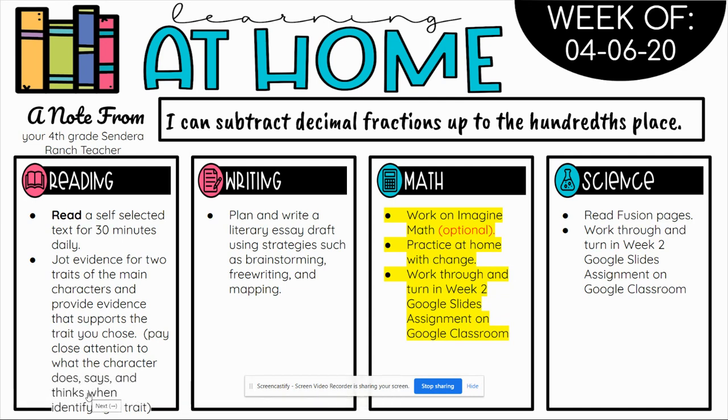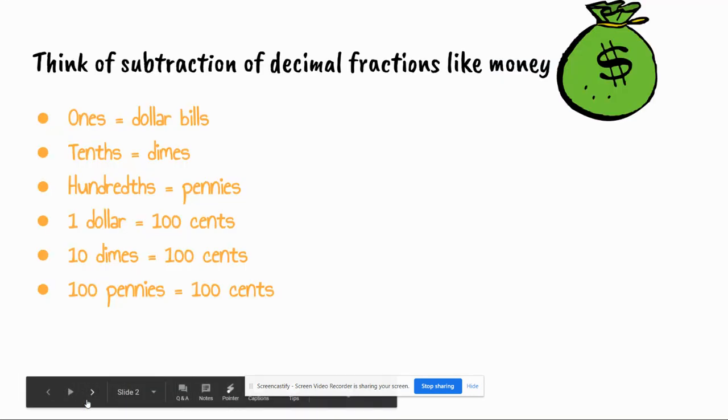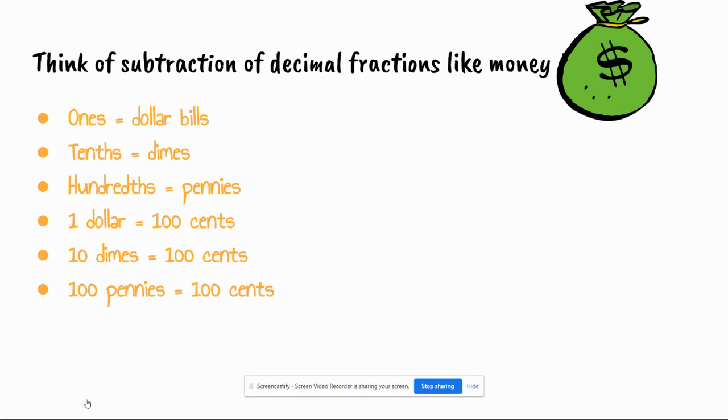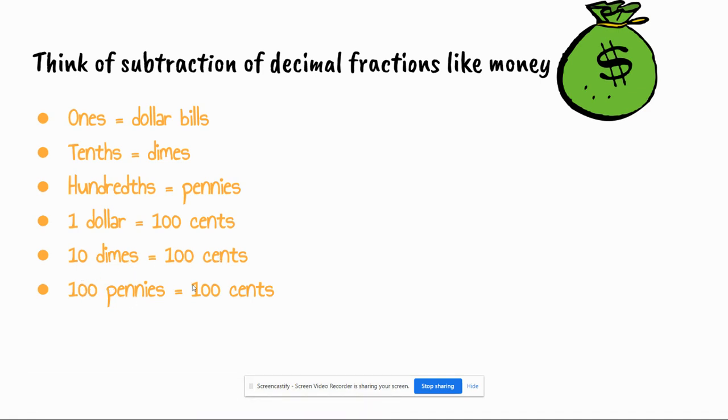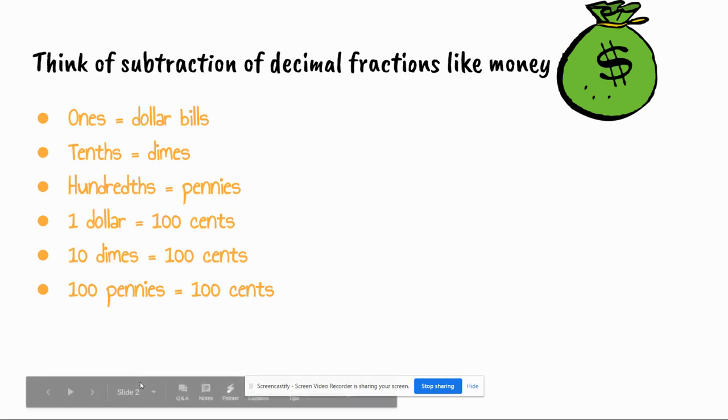Before we look at some examples though, let's quickly go over place value with decimal fractions. As always, think of subtraction of decimal fractions like money. The ones place is like the dollar bills, the tenths place is like the dimes because 10 dimes make a dollar. And the hundredths place is like pennies, because 100 pennies make a dollar. $1 is equal to 100 cents, 10 dimes equals 100 cents, and 100 pennies equal 100 cents.